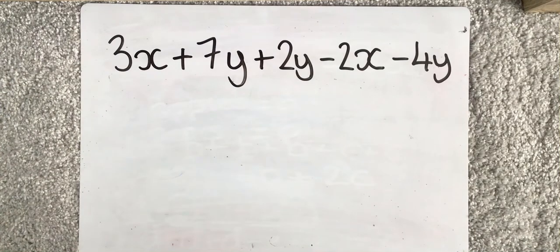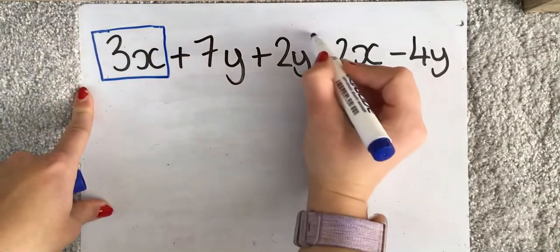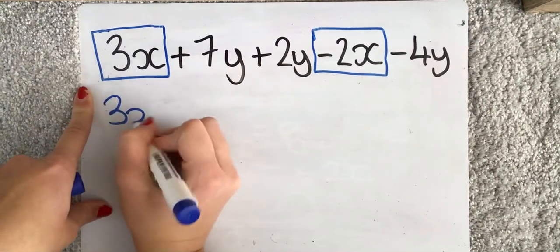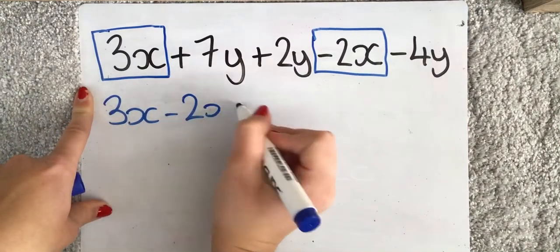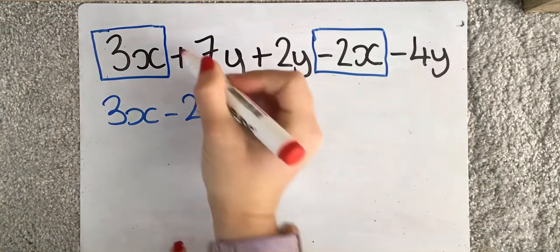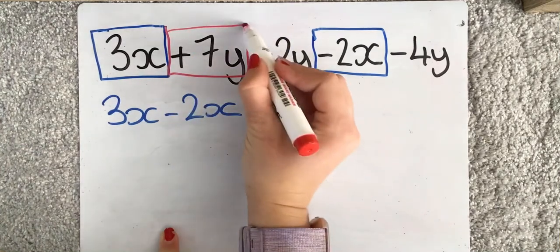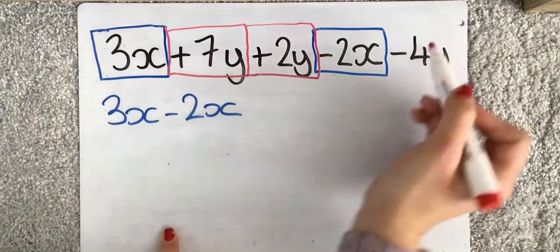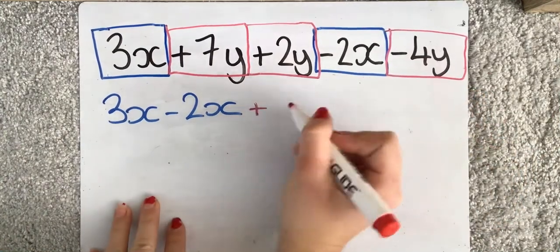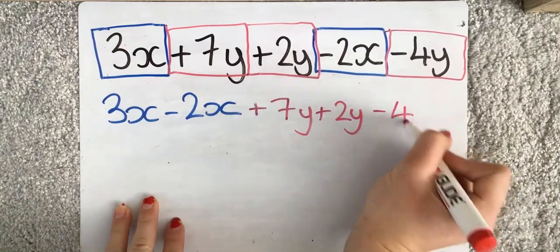So again, the first thing I do, I'm going to group my terms together. So I've got my 3x and my minus 2x. So I'm going to write that out. So I've got 3x minus 2x. I keep those bits together. Now, this time, I've got 3 terms that involve y. Doesn't matter. So I've got plus 7y, plus 2y, and I've got minus 4y. So I write those together. So plus 7y, plus 2y, minus 4y.